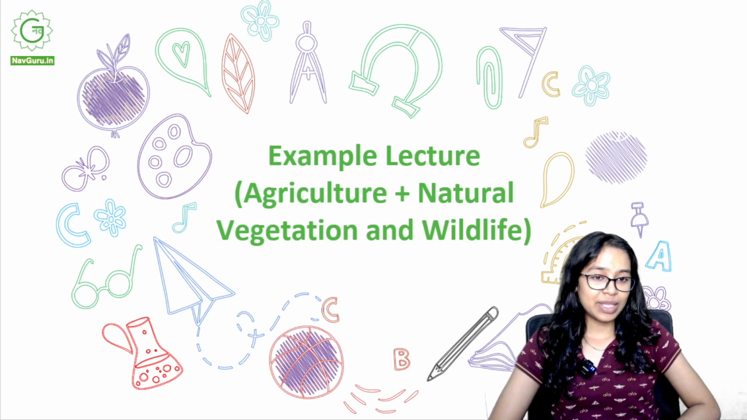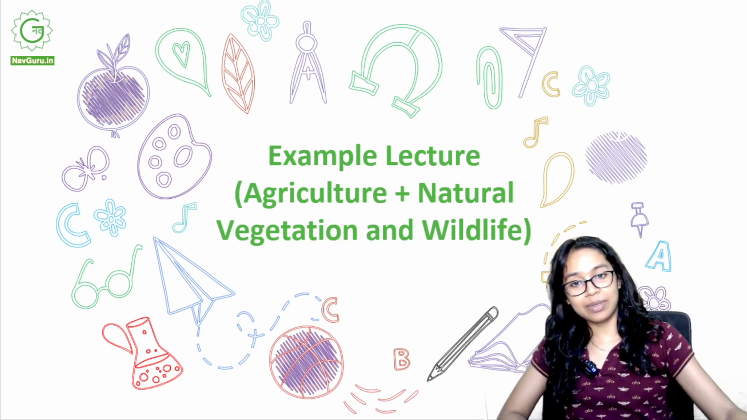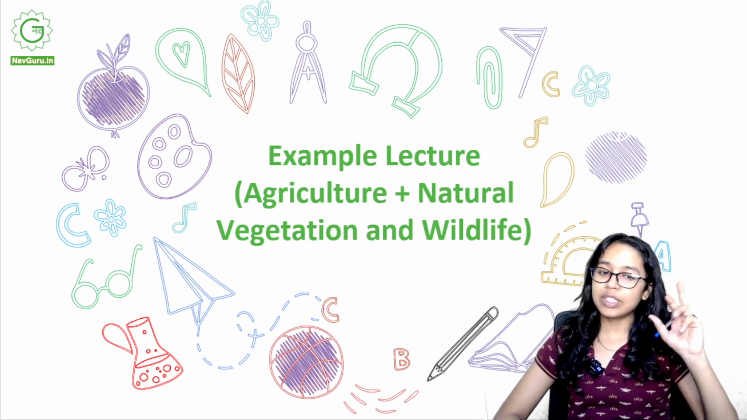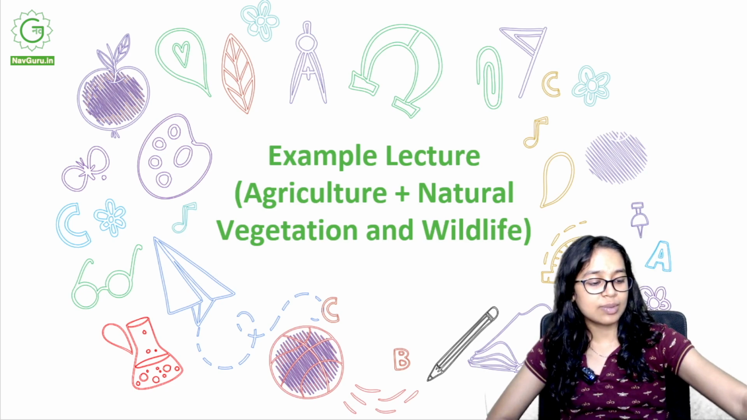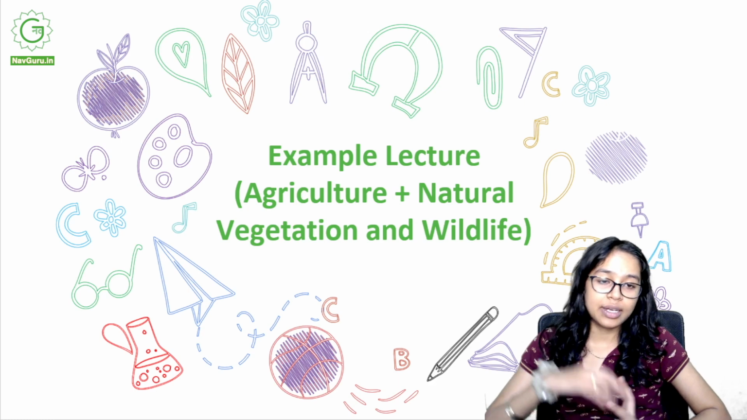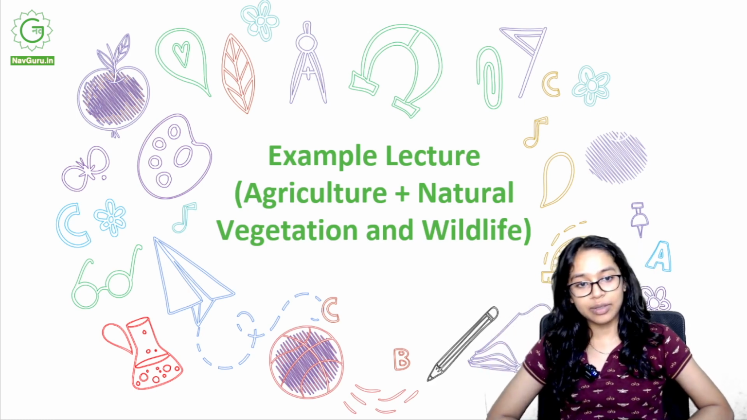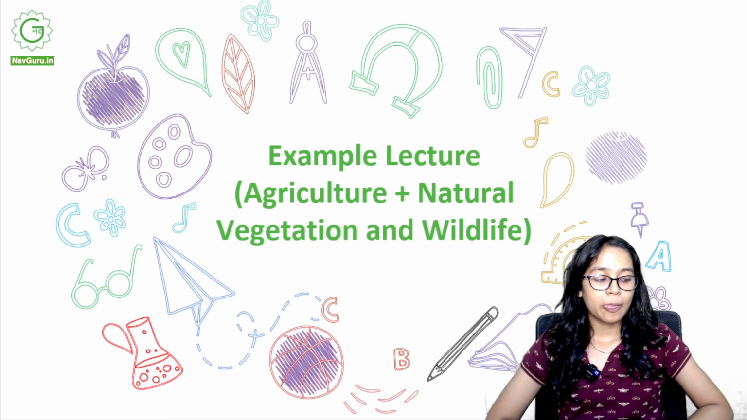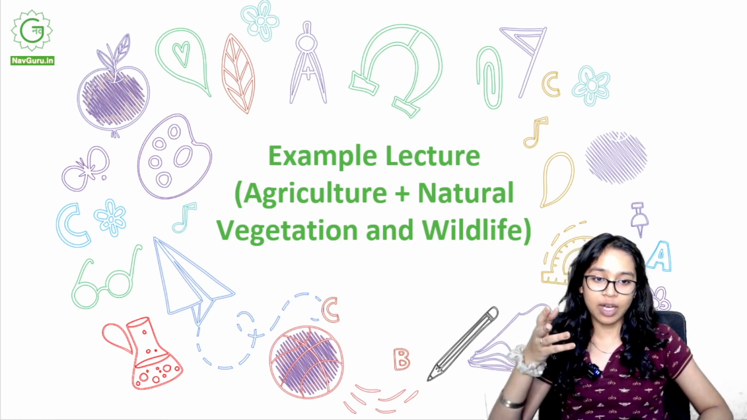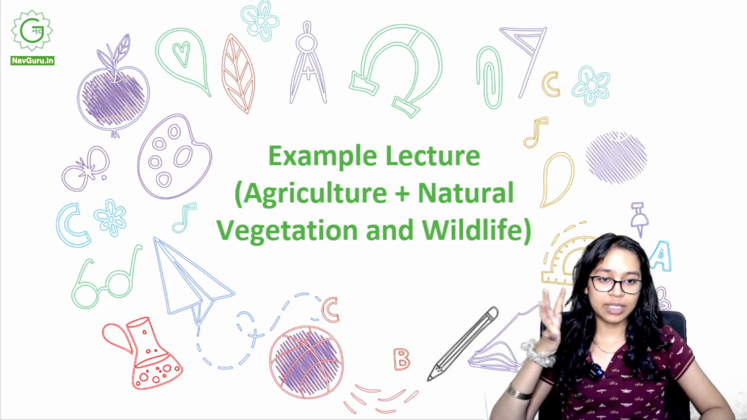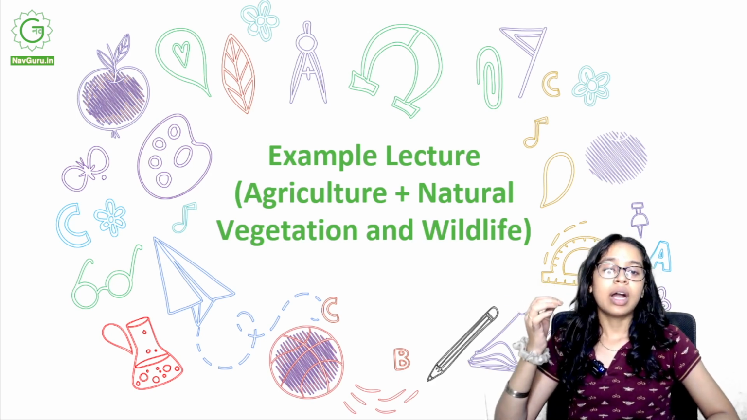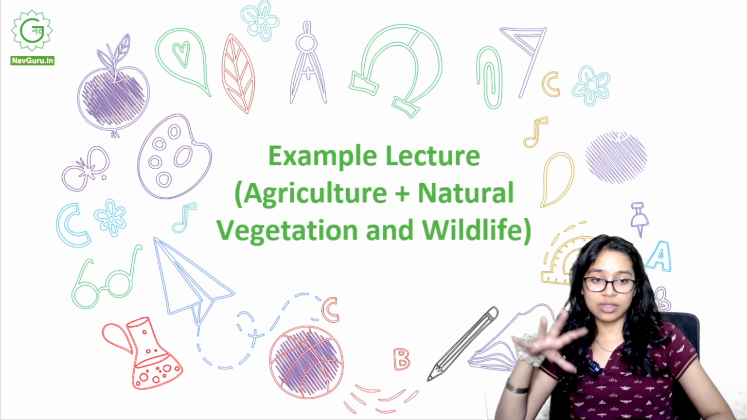So today we shall go ahead with the example lecture of agriculture and natural vegetation and wildlife. We shall be clubbing both of these topics together and doing questions together to understand them, and following this there will be an assignment that you will have to do. We shall be going back to the theory that we have covered to do certain of these examples and understand what the question asks, how we are supposed to answer it, and some other ways this question could also be asked.